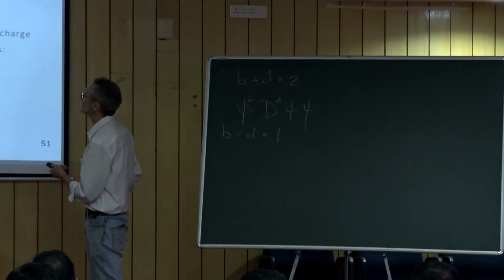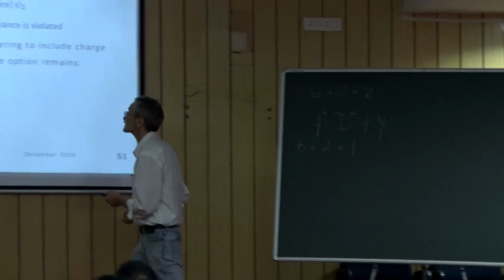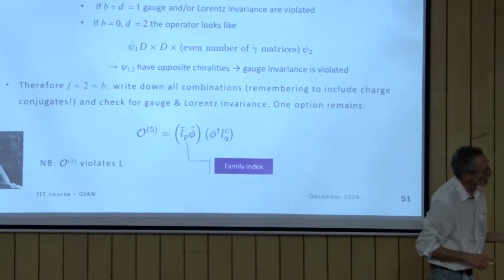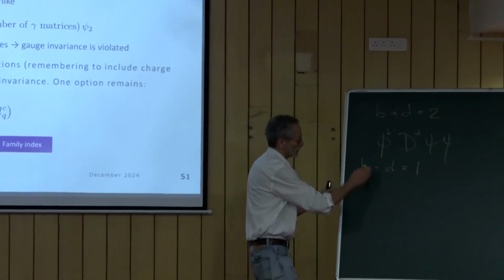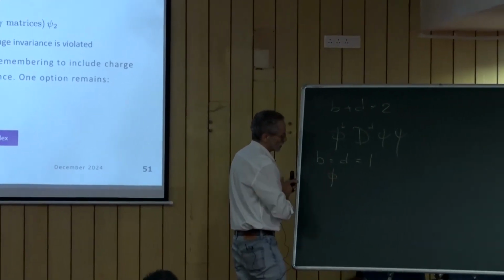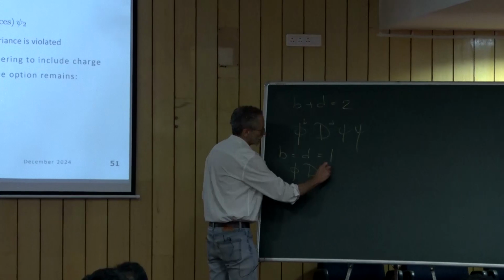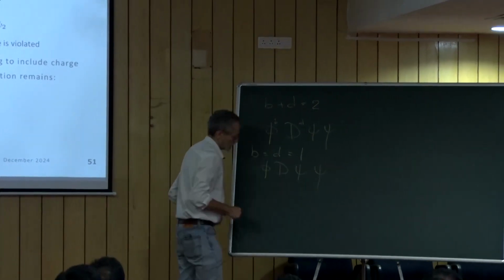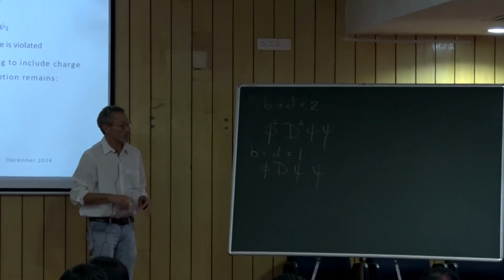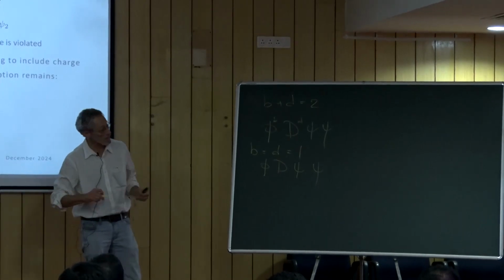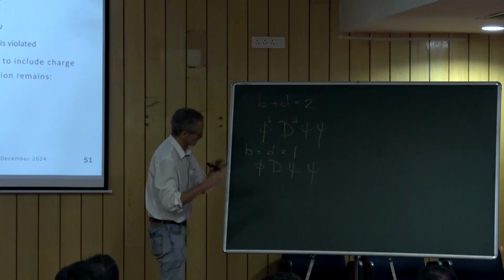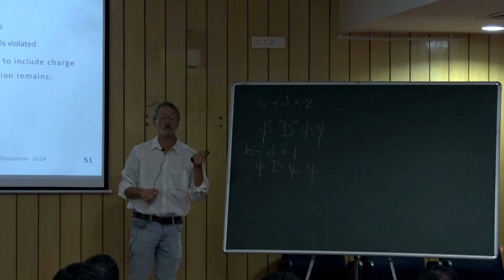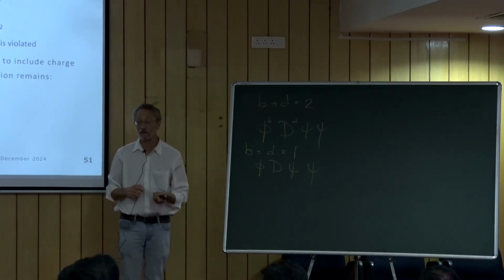Okay, this one here. Well, this is a little bit more complicated. So what do we have? We have 1 scalar isodoublet, 1 derivative, and 2 fermions. There are 2 possibilities. Either, I'm sorry, no, there's 1 possibility. I want to maintain Lorentz invariance.